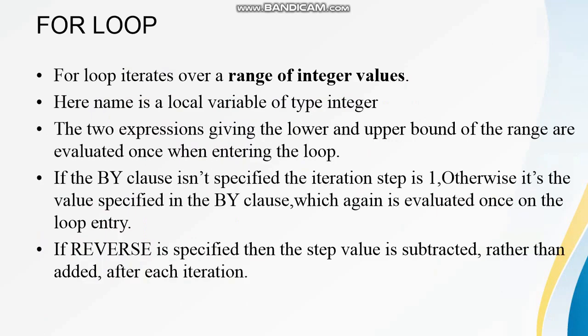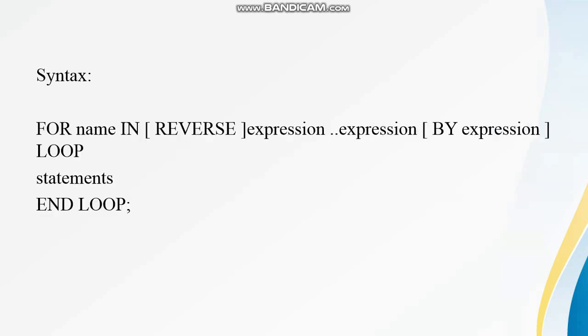For loop, like in any other programming language, the for loop definition is the same. The for loop iterates over a range of integer values. Here we say the name is any local variable of type integer. Like you can see in the syntax, I have made use of a name variable. The name is any integer type of variable.